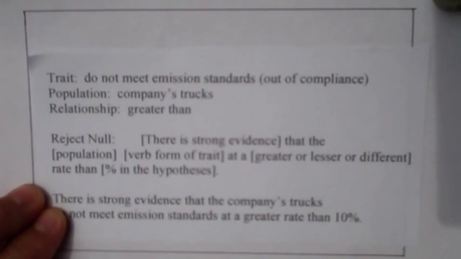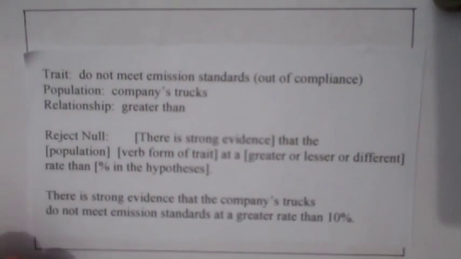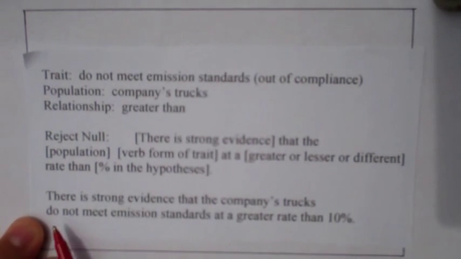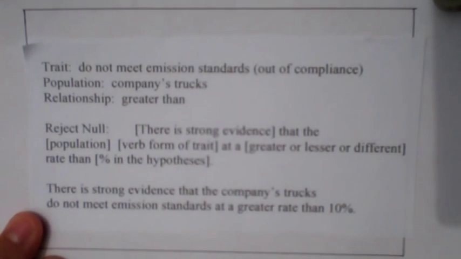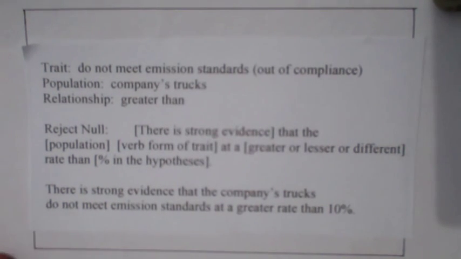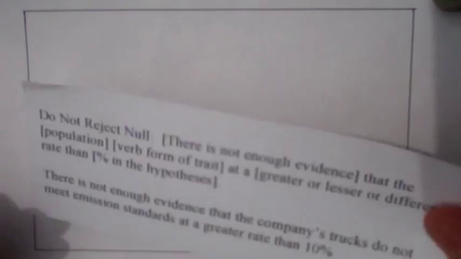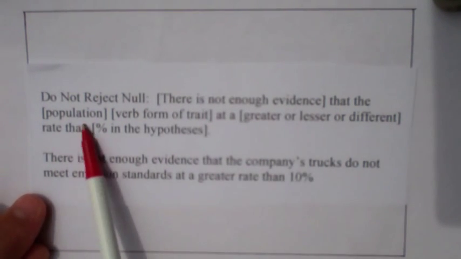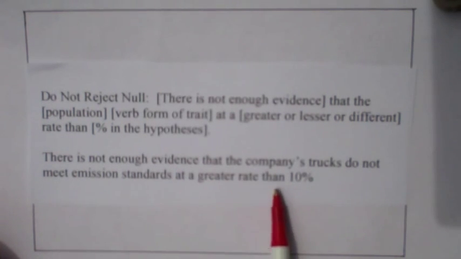Here's how you would write your sentence if you rejected the null. We're just going to insert what you see here. There is strong evidence that the population, the company's trucks, verb form of the trait, do not meet emission standards, at a greater rate, because of the words more than, than the 10% given in the hypothesis. If you did not reject the null, you would write: there is not enough evidence that the company's trucks do not meet emission standards at a greater rate than 10% in the hypothesis.